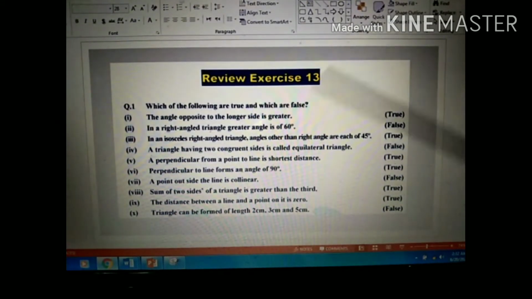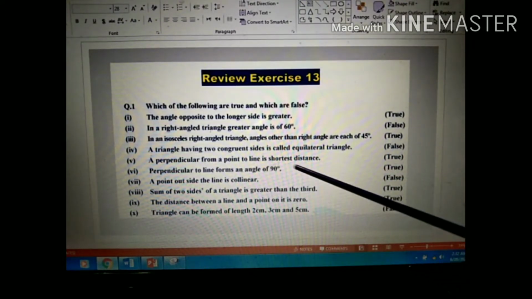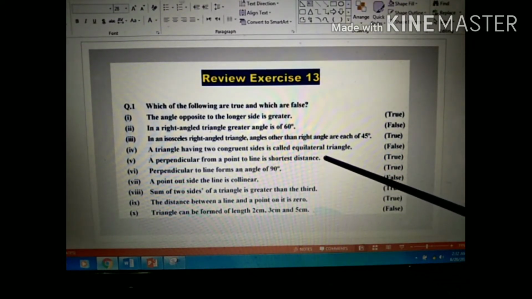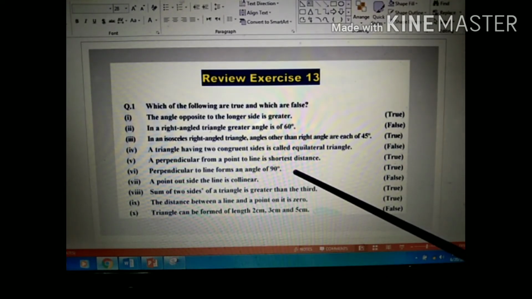This one is false. A perpendicular from a point to a line is the shortest distance? Yes. Perpendicular is always the shortest distance. This one is true. Next, a perpendicular to the line forms an angle of 90 degrees.